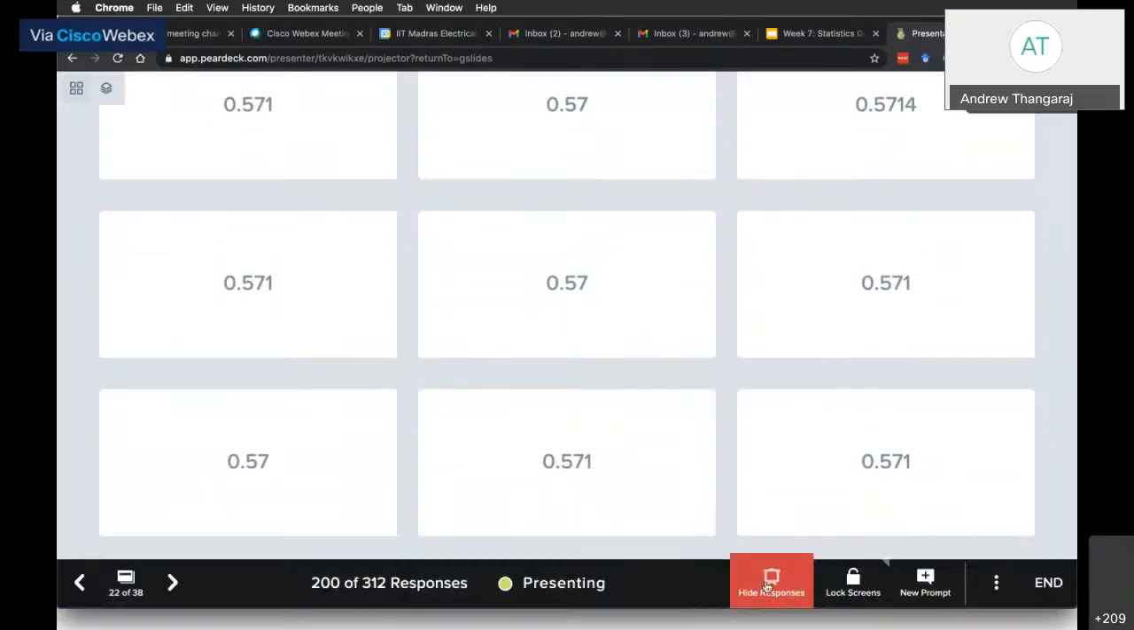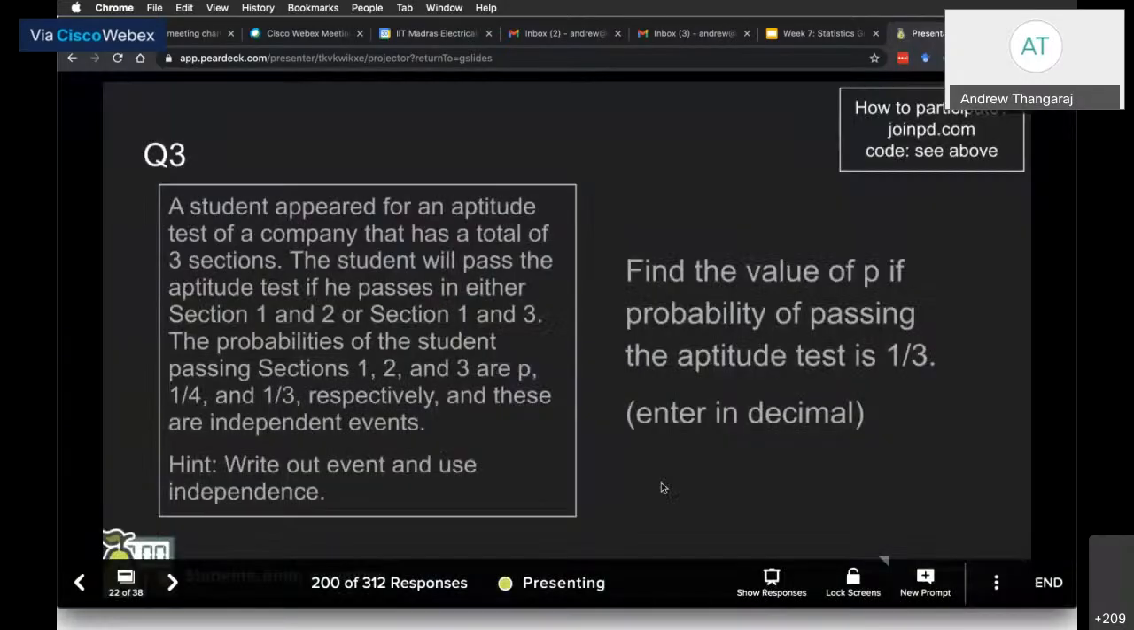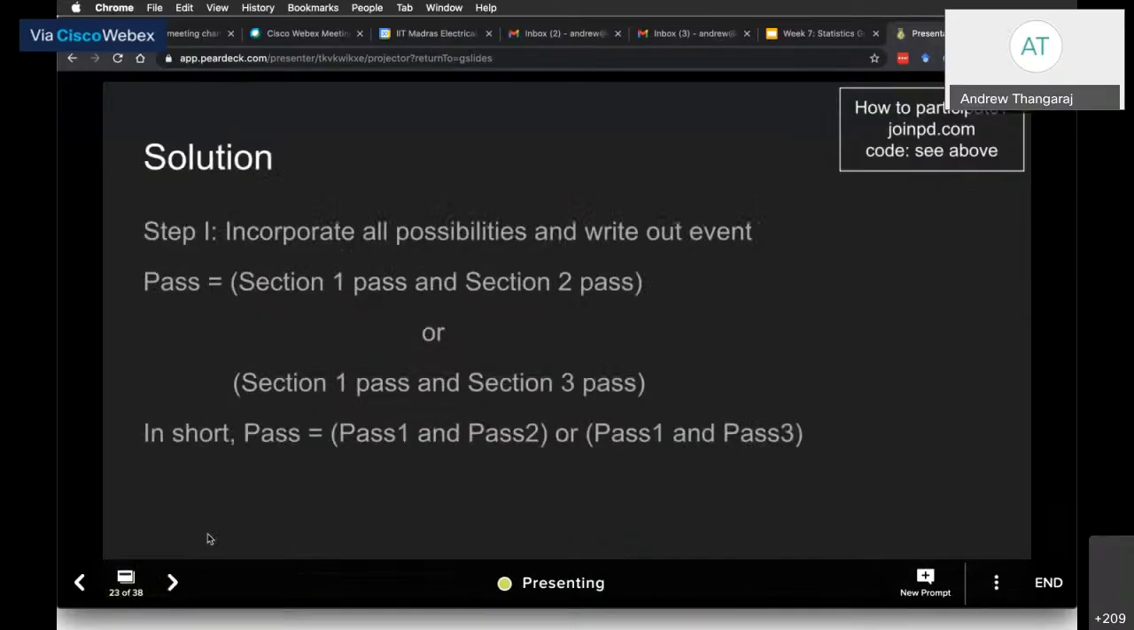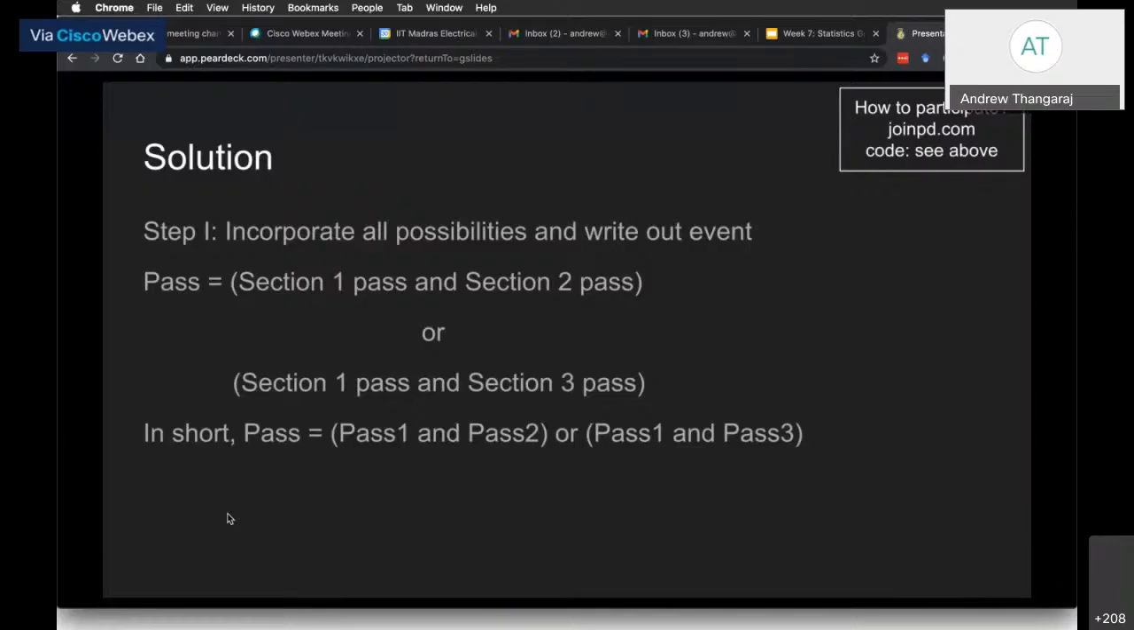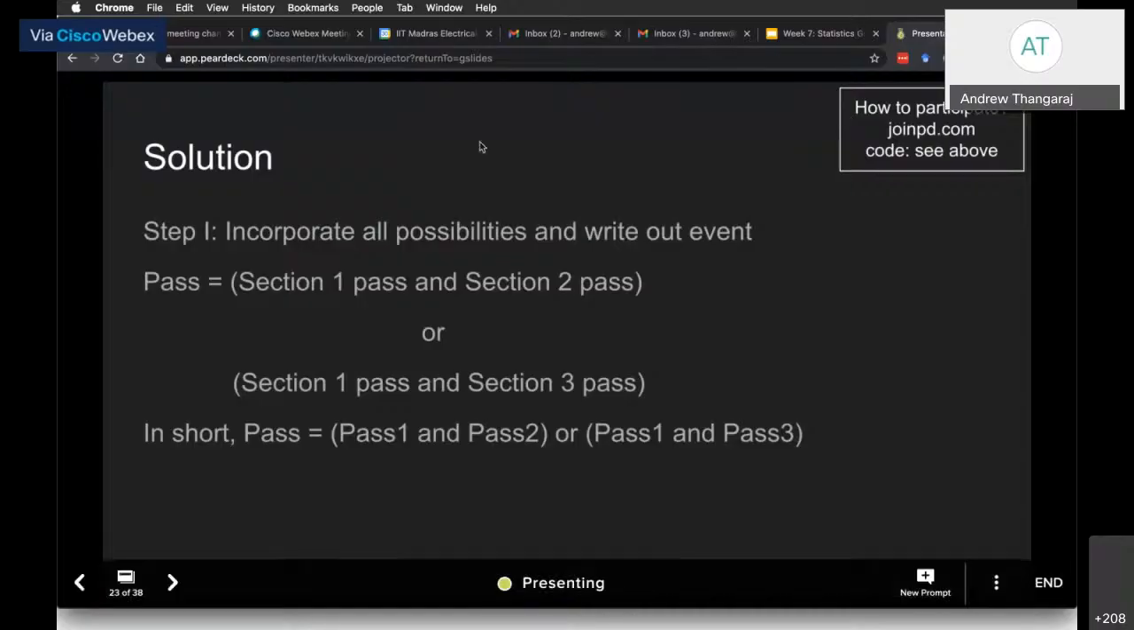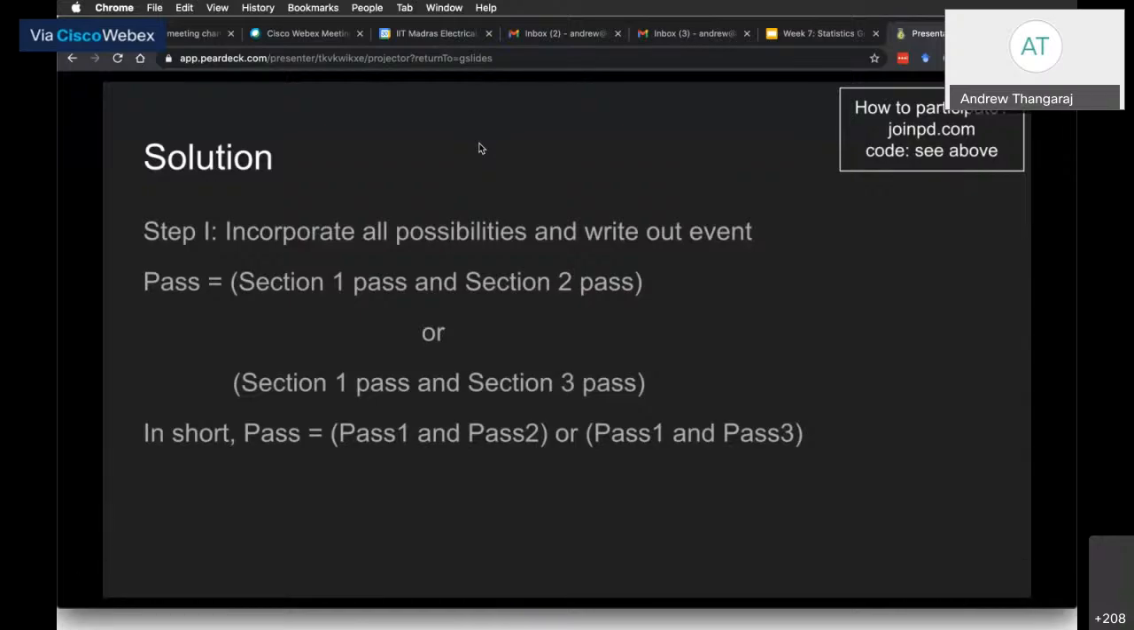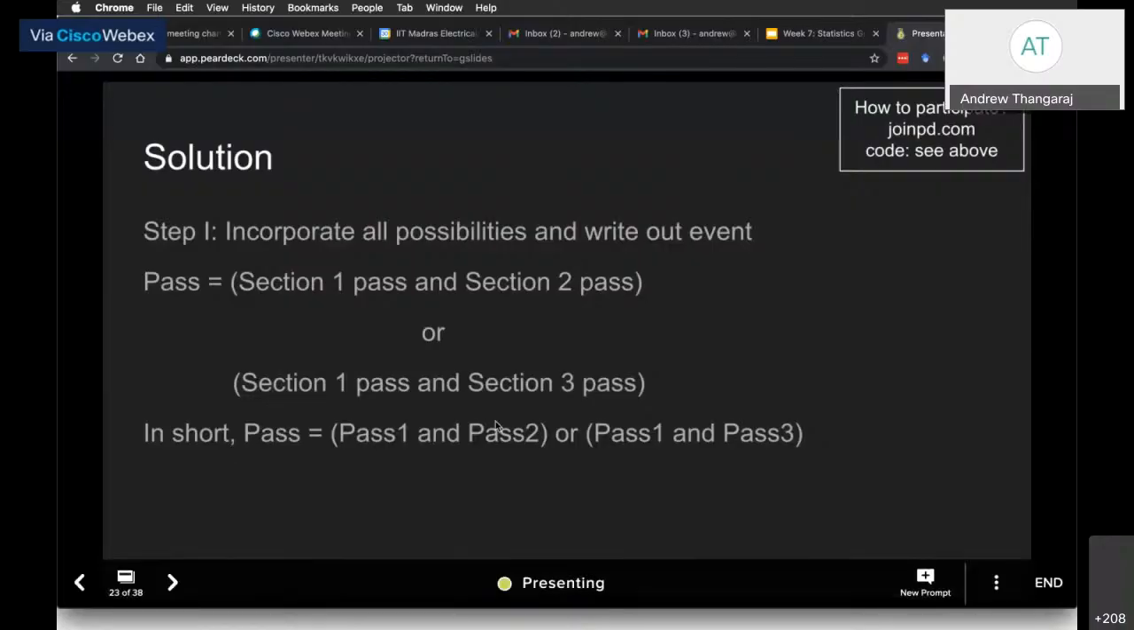So that's what it is. My solution also goes like that. Once again, you can see I'm using the same method for every question. I'm not going to change the method just because the question is different. I write the event out in its full detail, then I put a shorthand. I usually write it in shorthand like this.